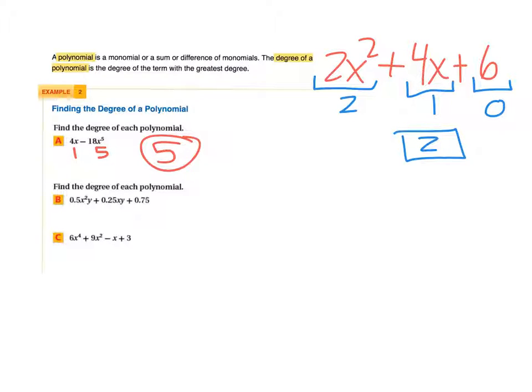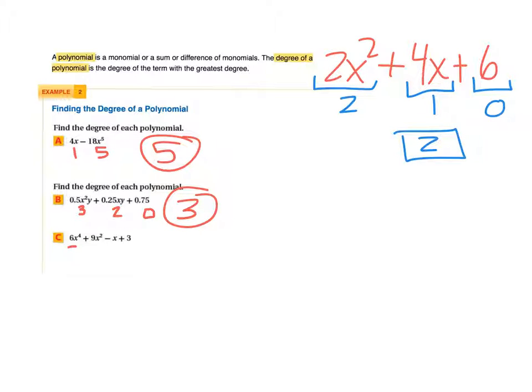Here's my next polynomial. I know it's a polynomial because it has a bunch of terms being added or subtracted together. And I'm going to look at the degree of each term. The first term is 3 because the 2 and the 1 with the y. In the second term, I have a 1 on the x and a 1 on the y. That adds to 2. And the last one doesn't have a variable, so it does not have a degree. And so my highest degree is 3.